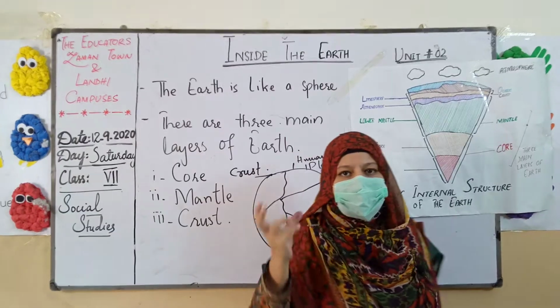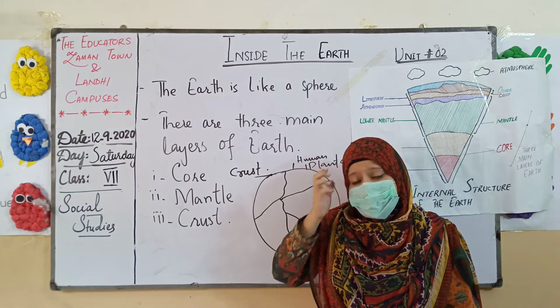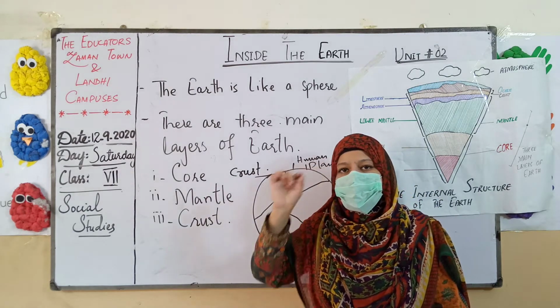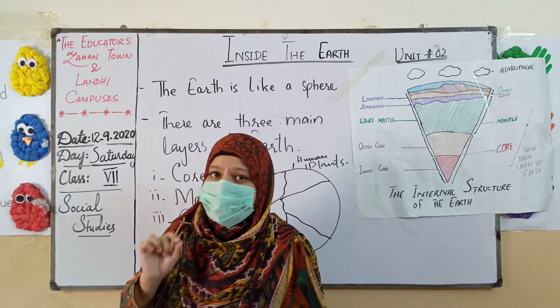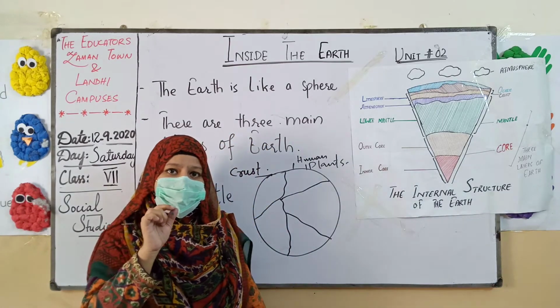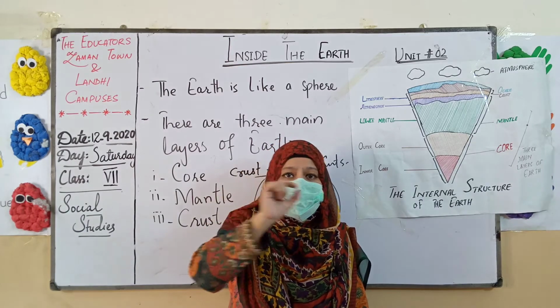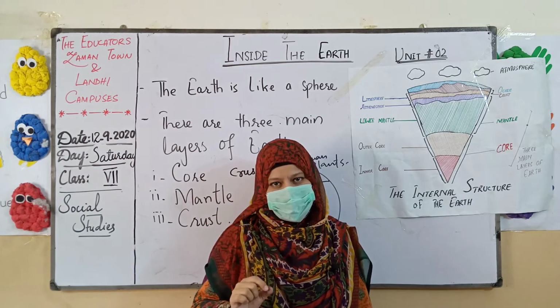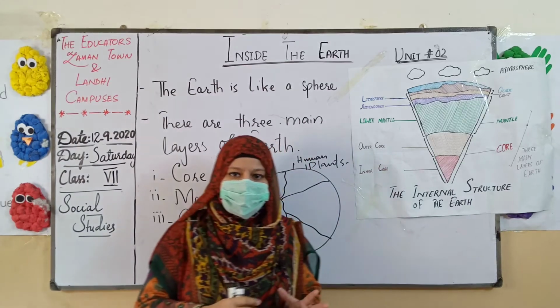Let's suppose our earth is an egg. The egg has a thin outer hard shell as compared to the inner material. The inner material is white in color and the innermost is the egg yolk, that is yellow in color. This is how the earth is divided into 3 layers.